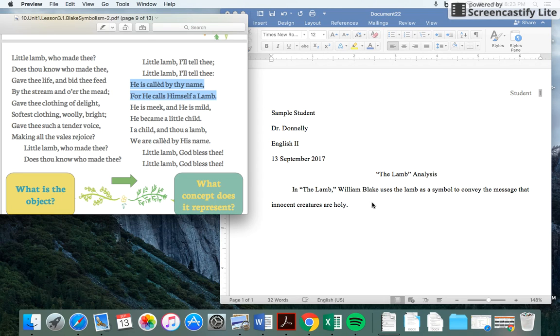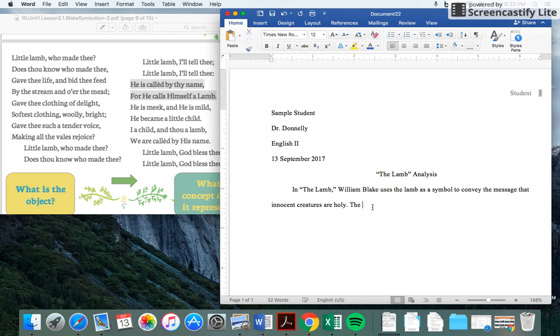Okay, so I'm going to say the poem begins with the speaker asking the lamb a question. He says, little lamb, who made thee? Dost thou know who made thee? Okay, that one doesn't have a question mark. Lines 1 and 2.